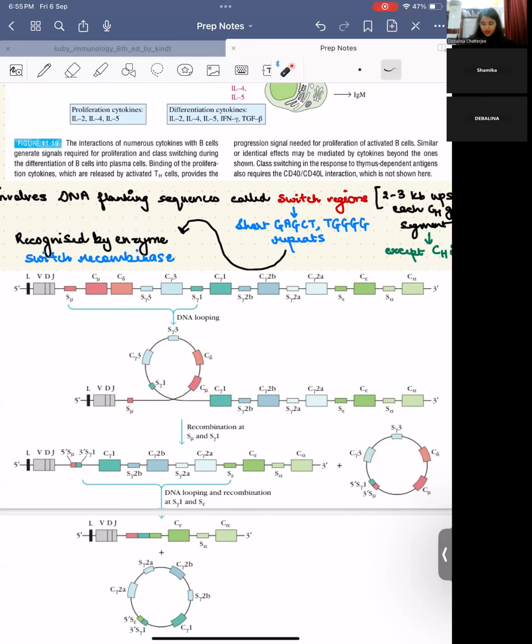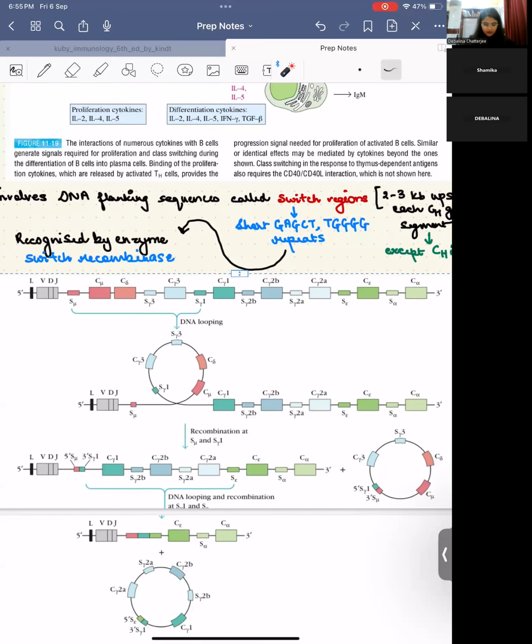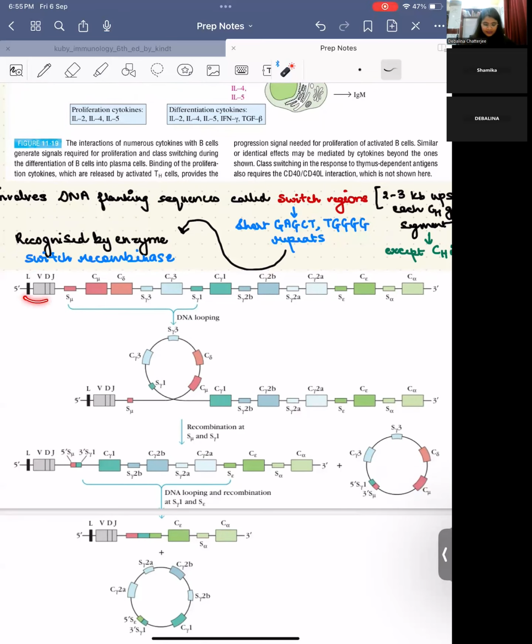What does that mean? If you look here, the VDJ recombination has already happened, and nothing is going to change anything with this. So the antigenic specificity is going to be maintained. The variable region is now fixed. The only thing that can now change is the isotype, which is determined by the switch region that comes into play.